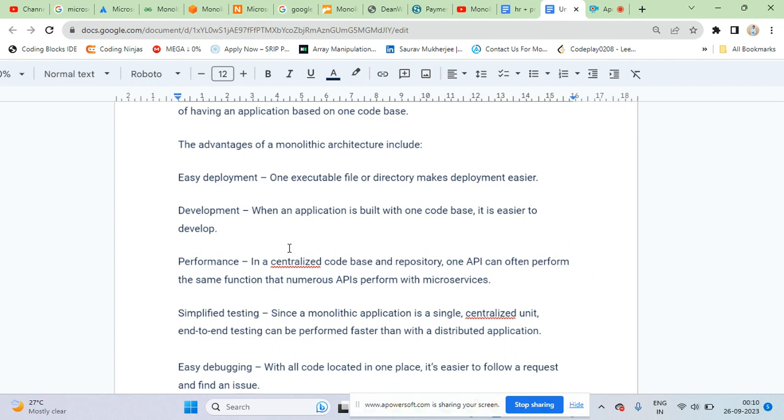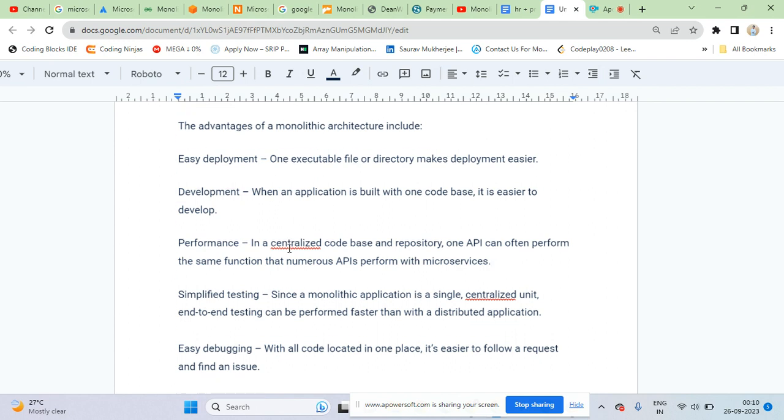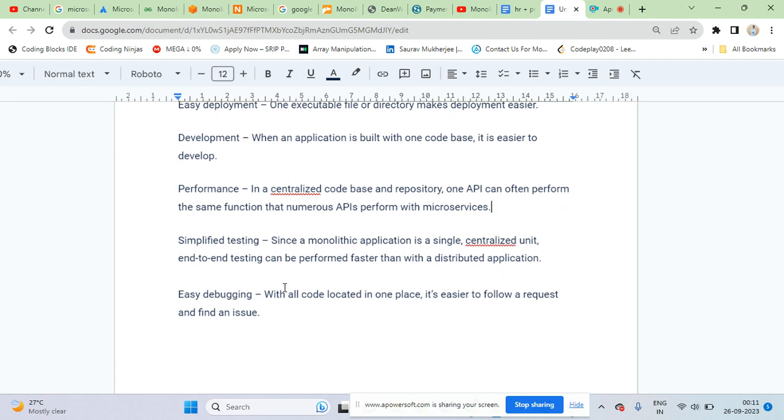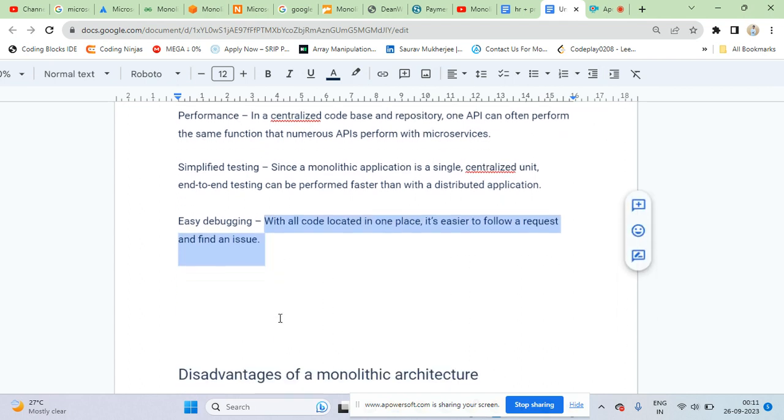Easier is not the right word, because if you get an error in the complete code base, then you have to look in the complete code base. But the development is faster. You make a change, and within 5 seconds you can change the complete application to a large extent. For performance, you need fewer APIs. Easy debugging, obviously, as I said, because it is one place.